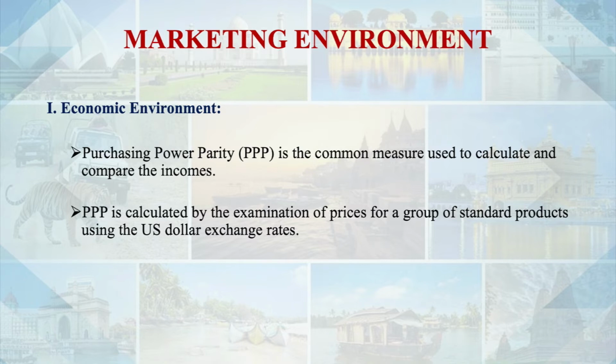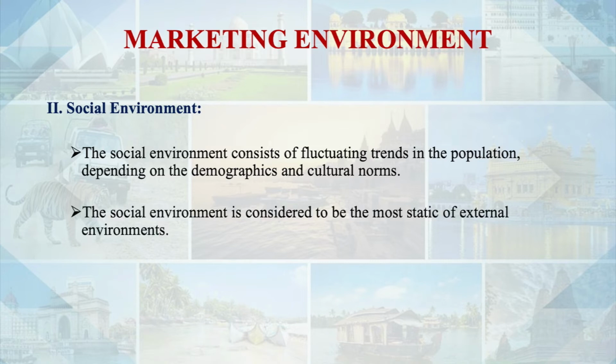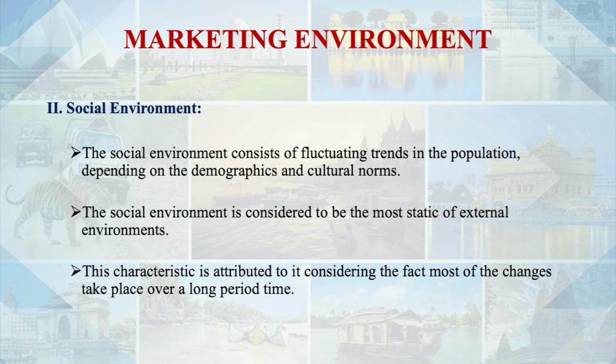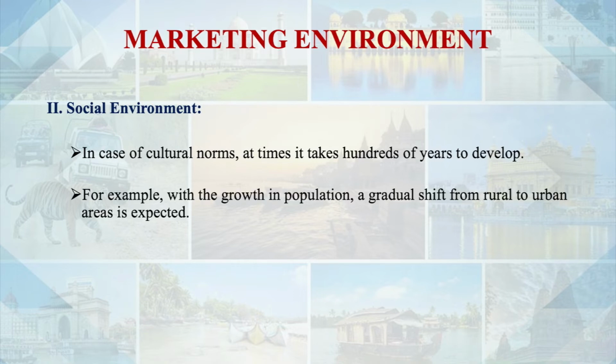Now we will be talking about the social environment. The social environment usually consists of the fluctuating trends in the population, depending on the demographics and cultural norms prevailing in the society. The social environment is considered to be the most static external environment. That means it changes after a long duration of time. In the case of cultural norms, at times it takes hundreds of years to develop. For example, with the growth of population, a gradual shift from rural to urban areas is usually expected in certain regions.